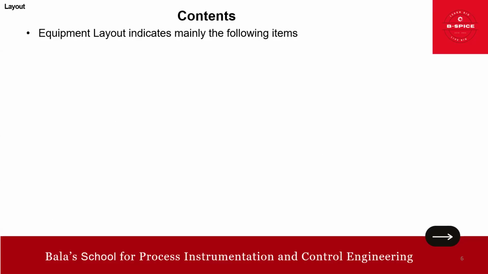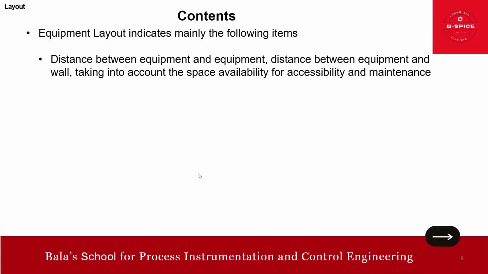So then what else? Distance between the equipment: panel to panel, and between equipment and the wall, I mean the clearance, is approximately 1 meter or 900 mm, taking into account the space availability for accessibility and maintenance. So this should also be part of this. All this information should be indicated in the equipment layout.